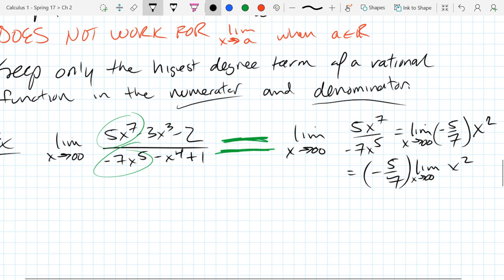What is the limit of x squared when x approaches infinity? So what happens if you take a big number and square it? It gets bigger. So if you keep making that number bigger and bigger and squaring it, that square is going to get bigger and bigger. So we get infinity out of here. You could write infinity squared, but it's really just infinity. Our answer is infinity times a negative number, which is negative infinity.